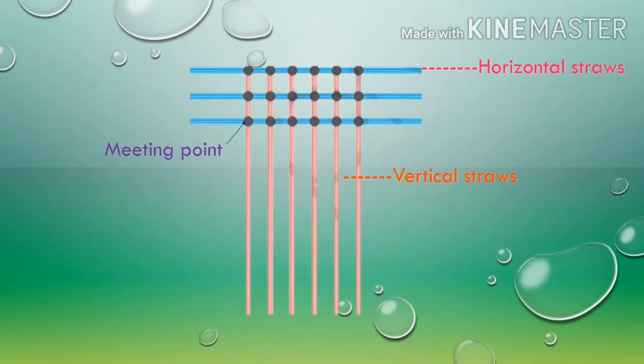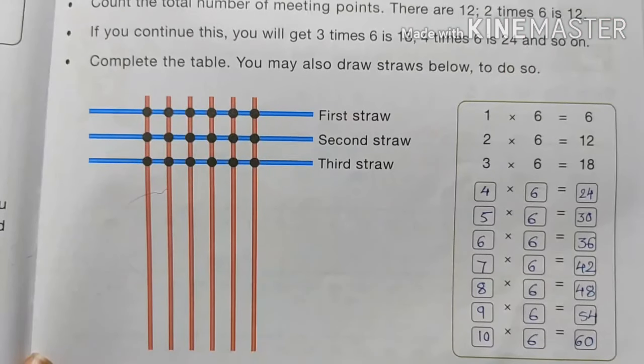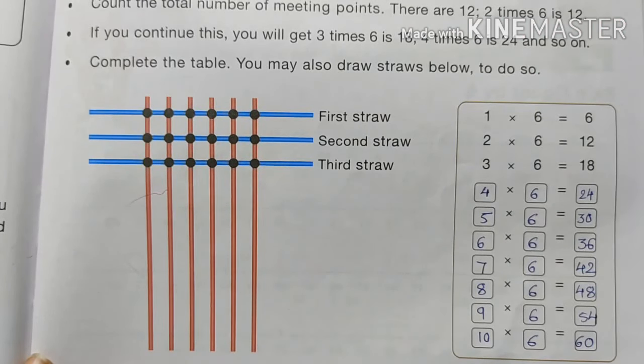These vertical straws show the number we want to make the table for. So, to make the table of 7, we will put 7 vertical straws. These horizontal straws tell us the times. After placing both sets of straws, we count their meeting points to create the table. Here on page number 121, we got all the meeting points.